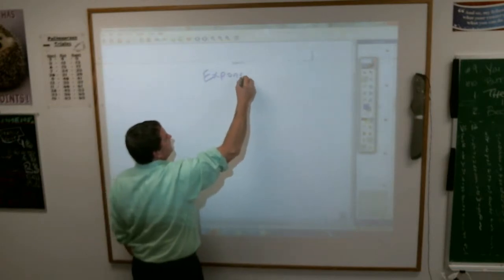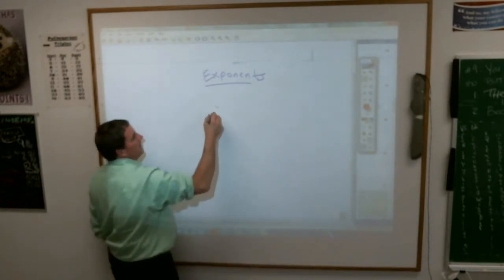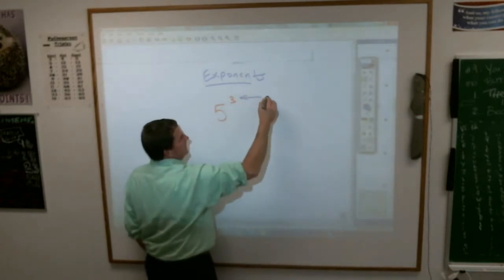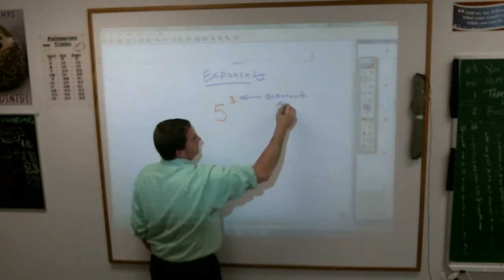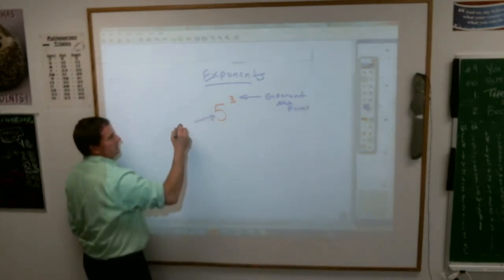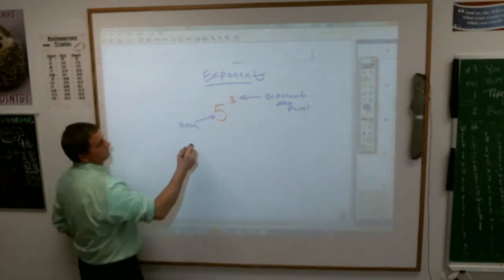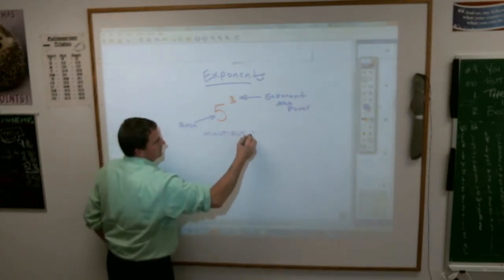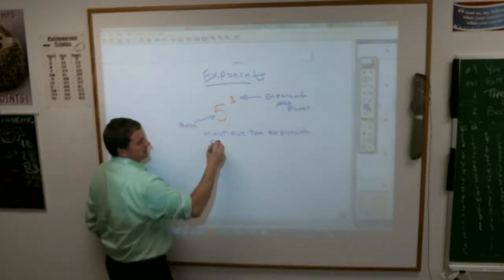Exponents. I think we've talked about this before, but I'll give you a quick version. Let's say you've got 5 to the third power. You should need to know the names of these. This is the exponent, or power, and this is the base. Got it? Good. The exponent tells you how many bases you need to multiply together.